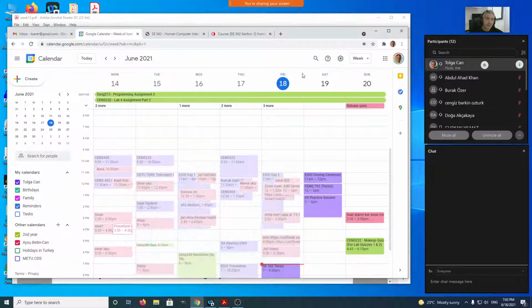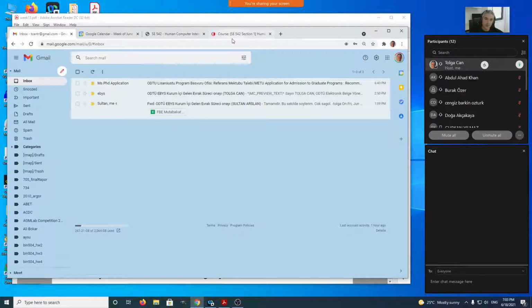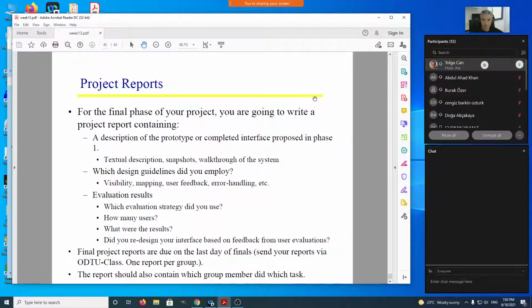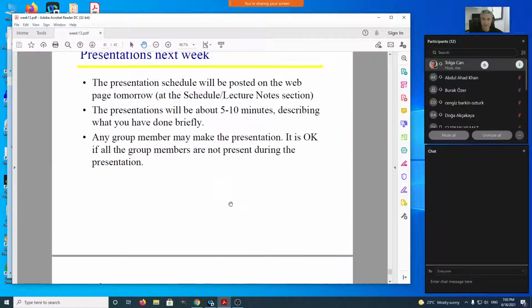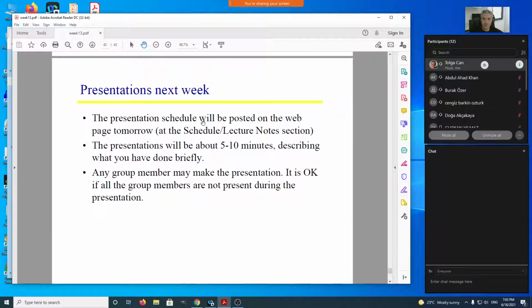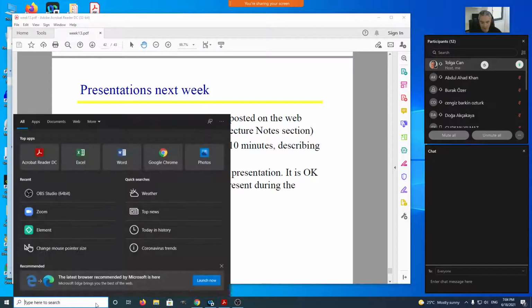I will make detailed announcements today about next week's presentation and also the final reports for your projects, what I expect from you. So from the project reports, actually, I can start at the beginning and also at the end about these things. So presentations next week, the schedule is already posted. So these are from last year's slides. So certain things are updated here.